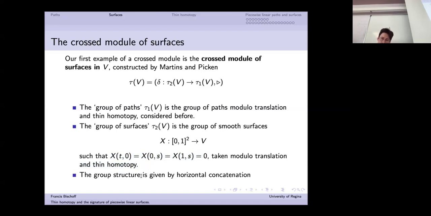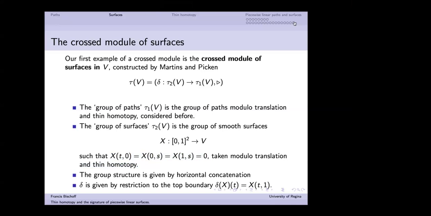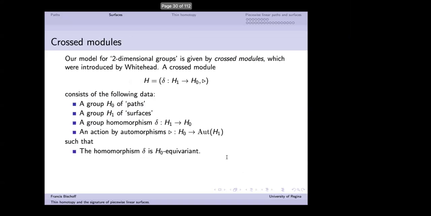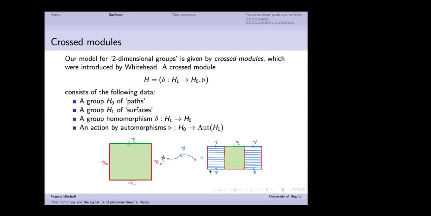And then the group structure is given by horizontal concatenation, and the map delta is given by restricting to the top boundary. I'm a bit confused about this action here with this definition, because it looks like when you take this path gamma and you want to view it as a square, then two of the sides are not constant, right? The top and the bottom.